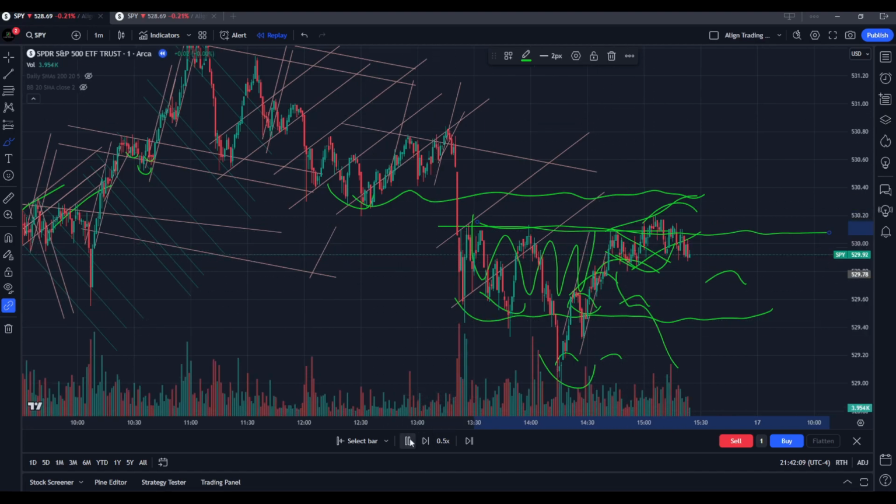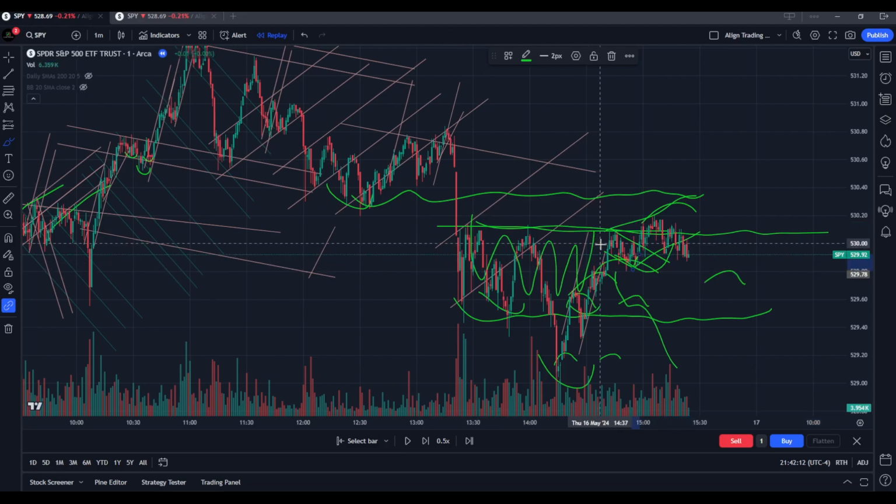Okay, we have formed an inverse cup right here. Now you see this inverse cup. Let's see if we get a handle and start moving lower.